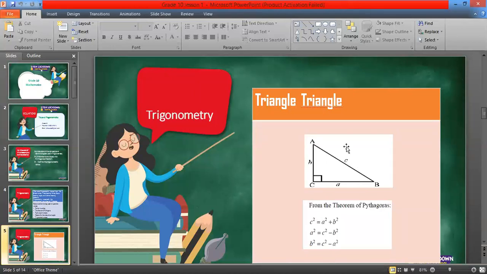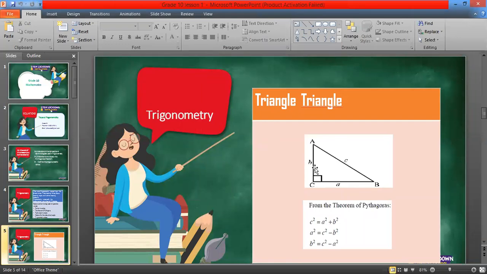In every right angle triangle, there are two things we mainly make use of: the Pythagoras theorem and the trigonometric ratios. The Pythagoras theorem says that the hypotenuse squared, C squared, equals A squared plus B squared.